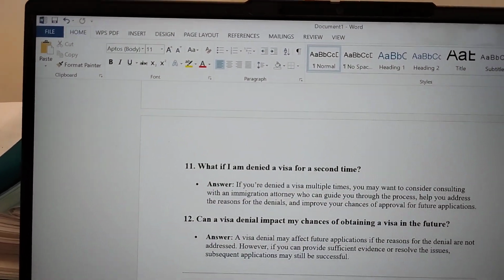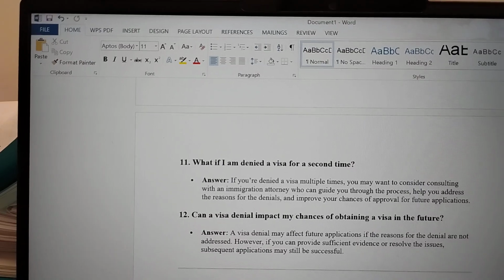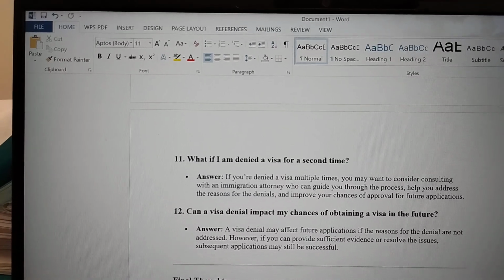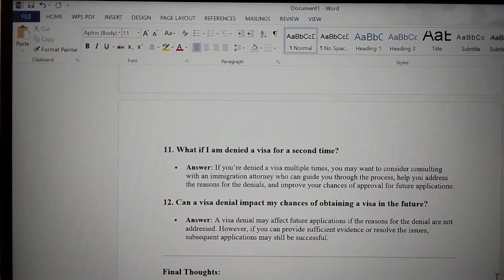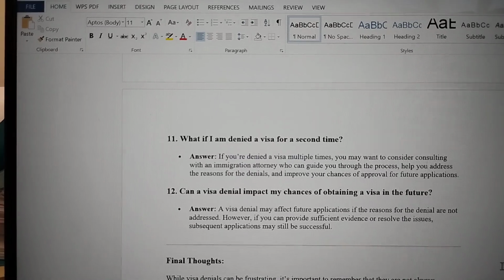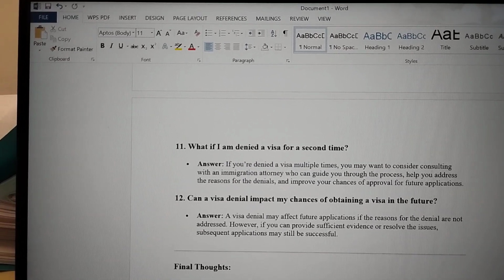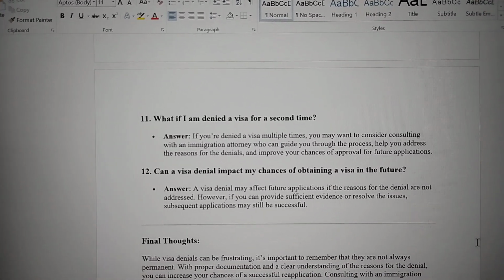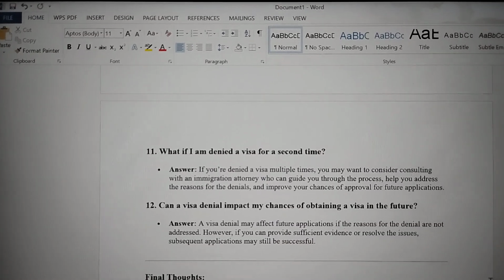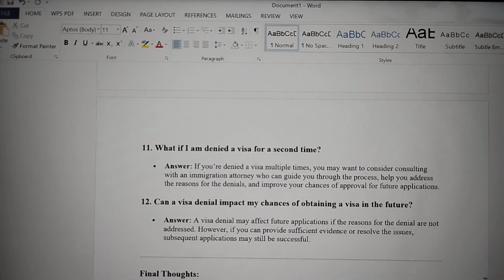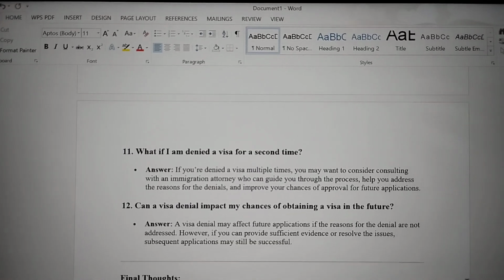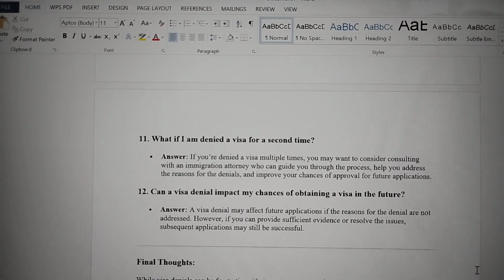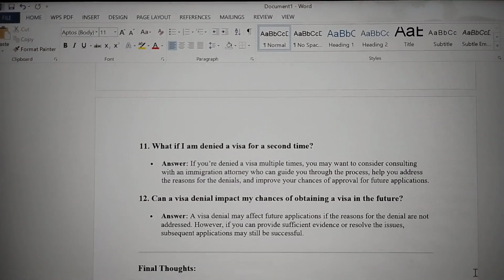What if I'm denied the visa for the second time? If you are denied a visa multiple times, you may want to consider consulting with an immigration attorney who can guide you through the process, help you address the reasons for the denials, and improve your chances of approval for future applications. If you go for the second time and you're denied, it is better to sit down, look for a lawyer, and ask the lawyer to help you address the reasons for the denials and improve your chances for approval.